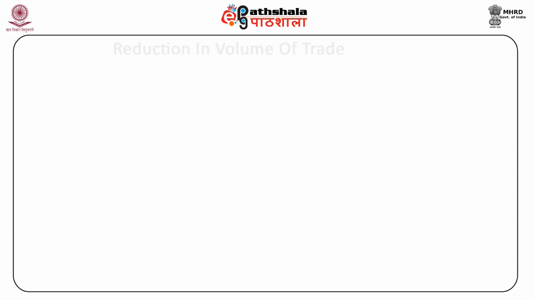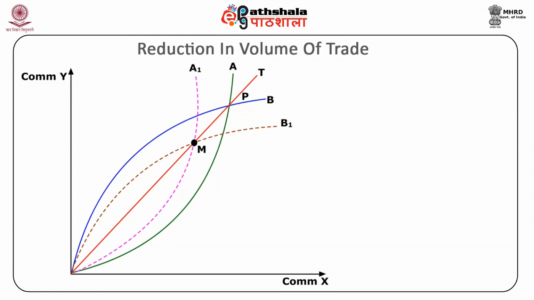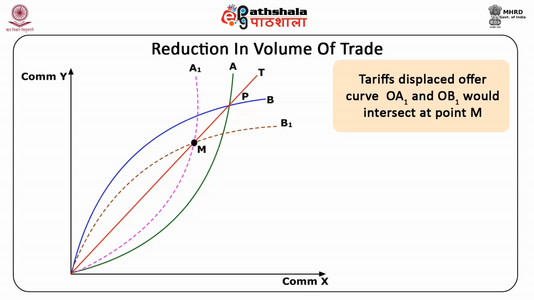Now, if the other nation retaliates, the situation would be different. The retaliation comes in the form of an imposition of an import tariff of its own to recapture its loss in its terms of trade. As shown in the figure, once Nation 2 resents this action and responds by imposing tariffs of its own, then the offer curve of Nation 2 would move to the right from OB to OB1. The tariffs displaced offer curve of Nation 1 and Nation 2, that is, OA1 and OB1, would intersect at point M, where the new trade equilibrium will be established.